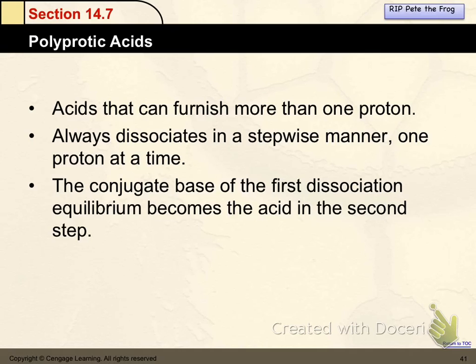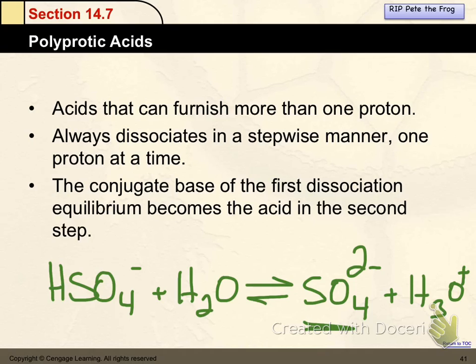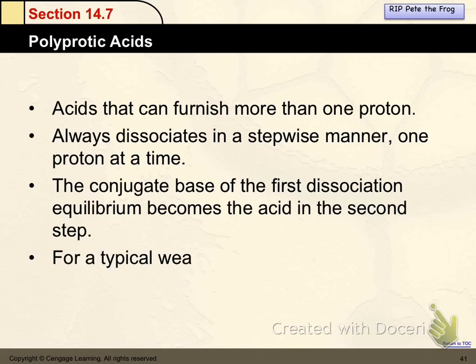And then our second step would be for the bisulfate ion, HSO4 negative, to lose its proton. Okay, so it does that. It becomes the sulfate ion, SO4 2 negative, plus H3O plus. And then this is the new conjugate base right here. Now, I might ask you this question. Which of the steps, the first or the second, has a higher percent dissociation?